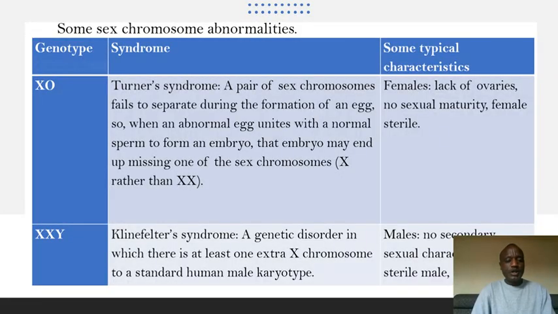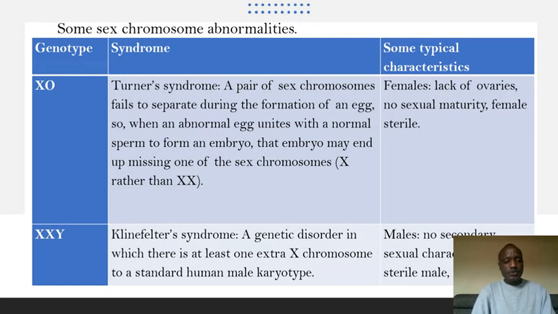Again, we have some sex chromosome abnormalities. Now, XO, Turner syndrome: a pair of sex chromosomes fail to separate during formation of an egg. When an abnormal egg unites with a normal sperm to form an embryo, that embryo may end up missing one of the sex chromosomes, so XO rather than XX. When you check, this kind of abnormality also reflects the following characteristics: lack of ovaries in the female, no sexual maturity, and the female is sterile. So it is not good.